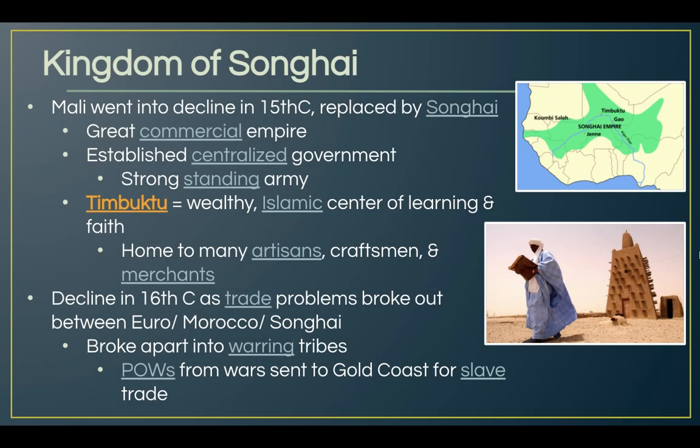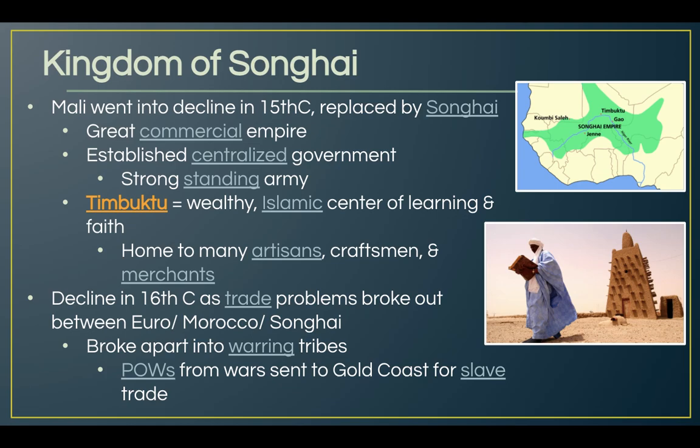Mali went into decline in the 15th century and was replaced by Songhai. Songhai was a great commercial empire, and they established a central government with a strong standing army, once again, that secured their power. Their capital was Timbuktu. On this map, you can see where Timbuktu sits right on the Niger River. It's a wealthy Islamic center of learning and faith, a city that really flourished. It was a lot like ancient Rome, a center of culture and trade and economy and government. It was just the center of everything.